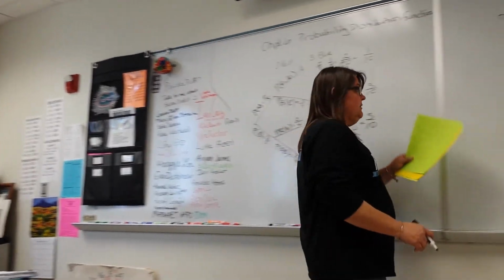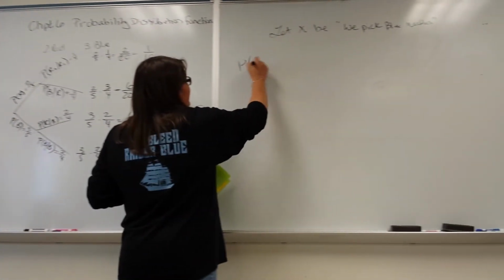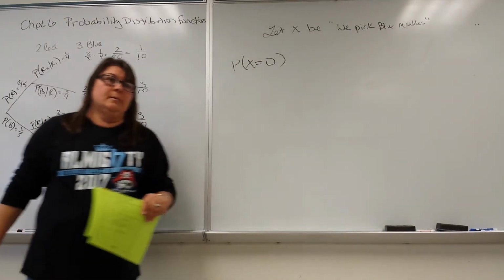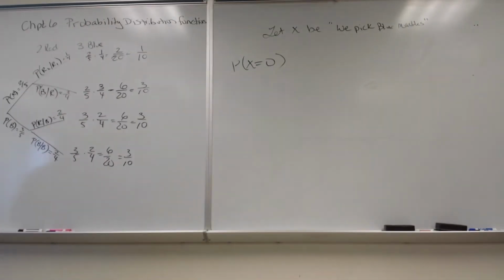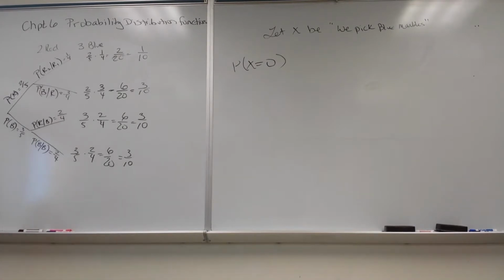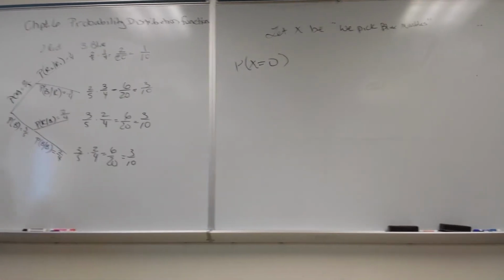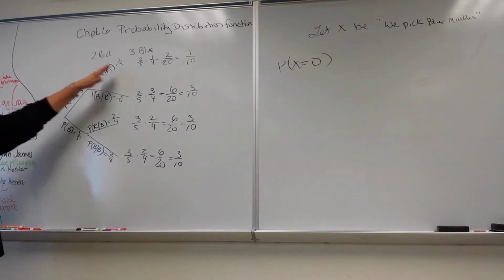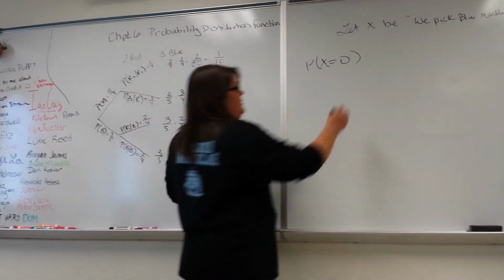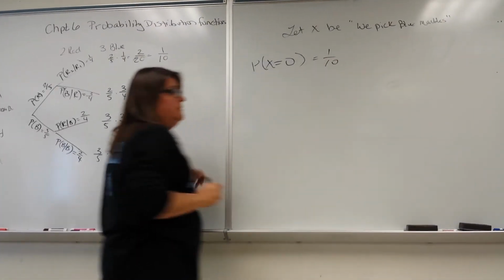So before we go there, what was the probability that we picked no blue marbles? 1/10. How'd you get it? Because that's the only one that doesn't have blue in it. It's the red. So the probability of no blue is 1/10. You with me there?